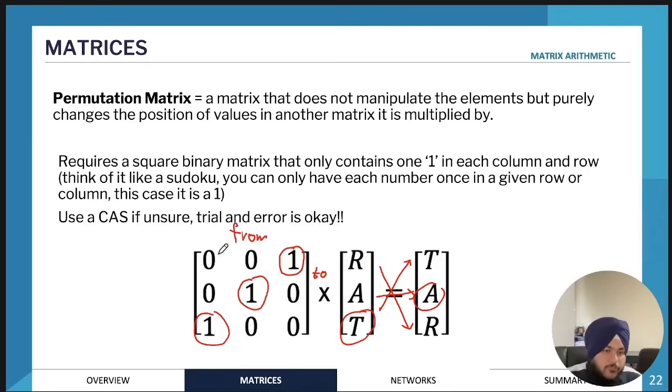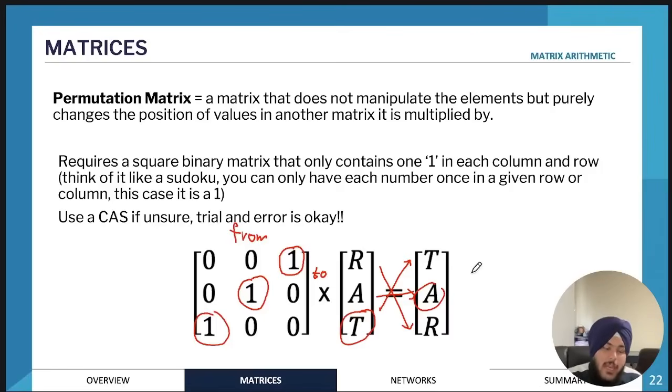So for example, in this matrix, in the first column, we have a 1 in the third row. So therefore, R, which is in the first row, would go into the third row. Similarly, we have A in the second column and the second row. So therefore, it would go in the second row of the final matrix. And T, so we have a 1 here, which is in the first row and third column. So therefore, T would go into the first row.